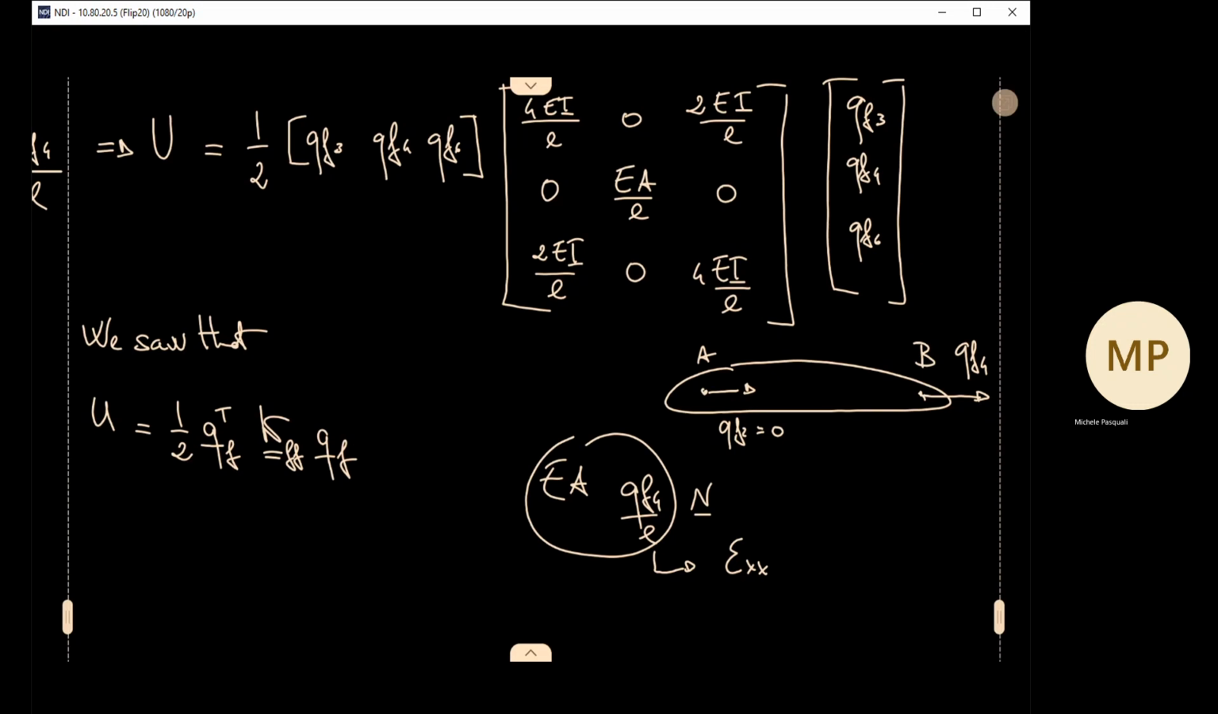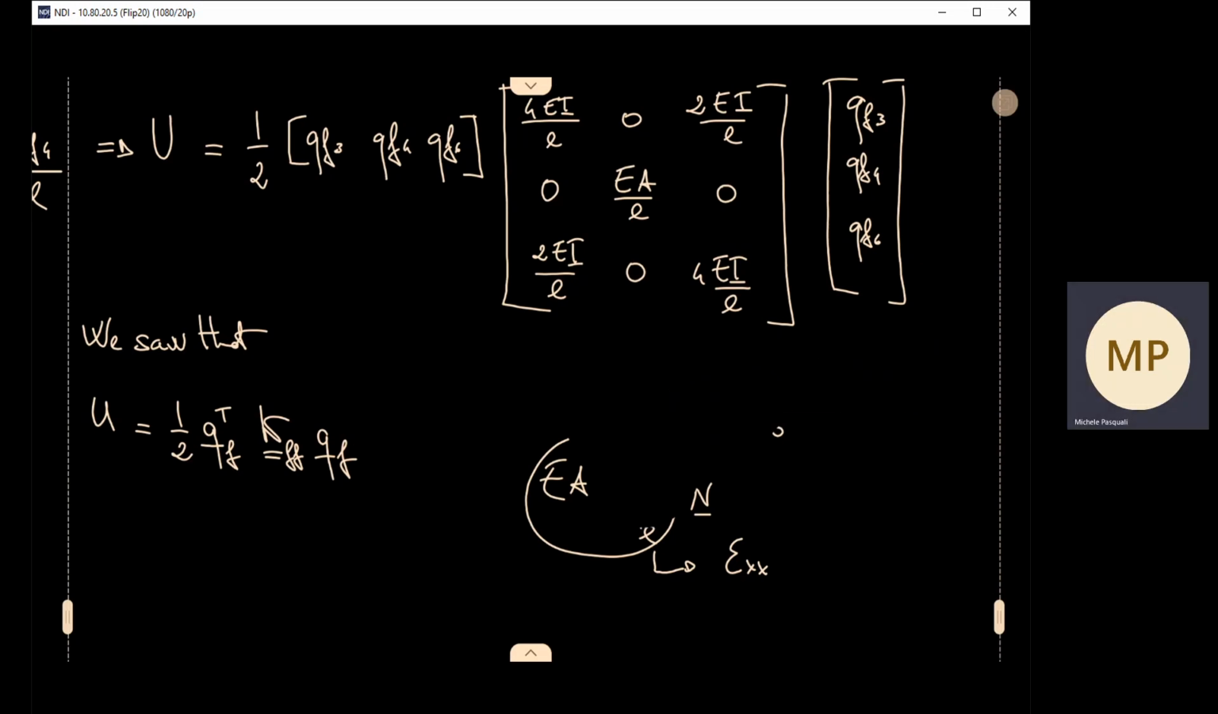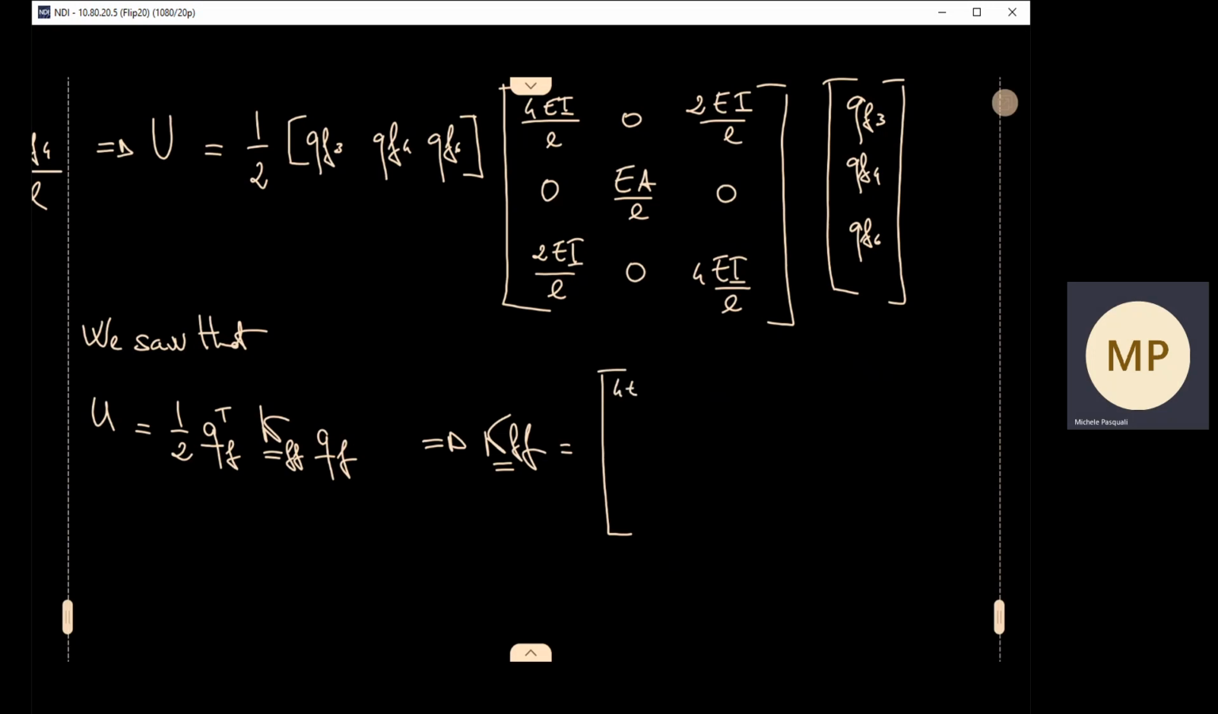Okay. So it looks correct. So again, your KFF is exactly this one: 4EI divided by L, 0, 2EI divided by L; EA divided by L, 0, 0; 2EI divided by L, 0, 2EI divided by L. Okay, so this is the structural stiffness matrix, but what about, so this is the, again, let's actually write it down.